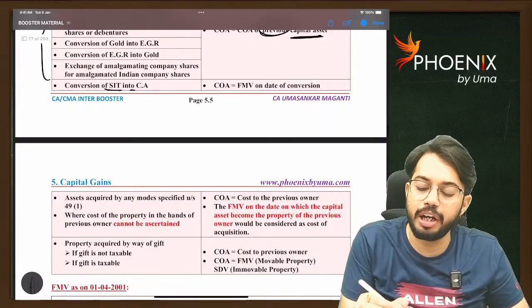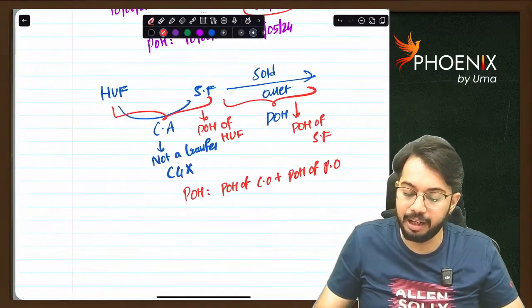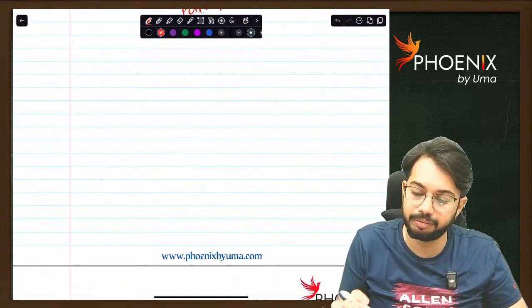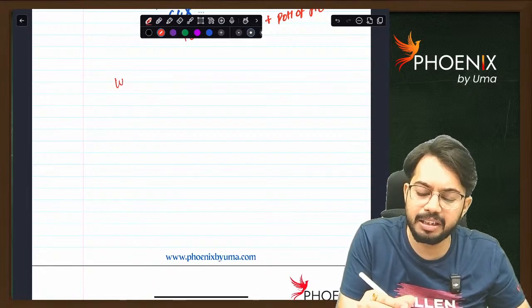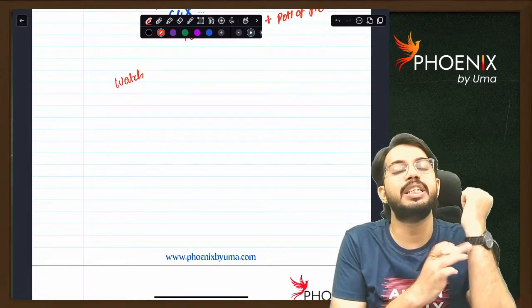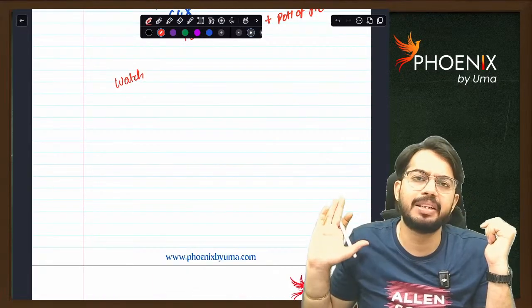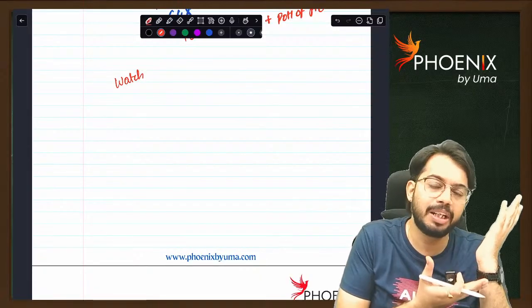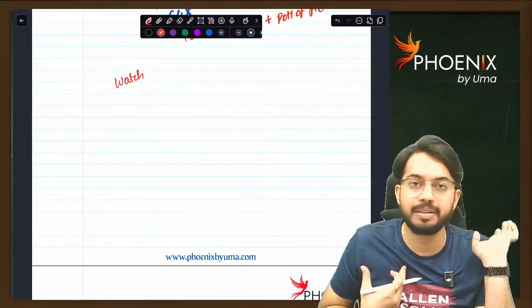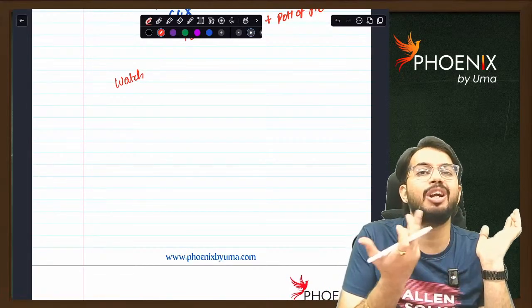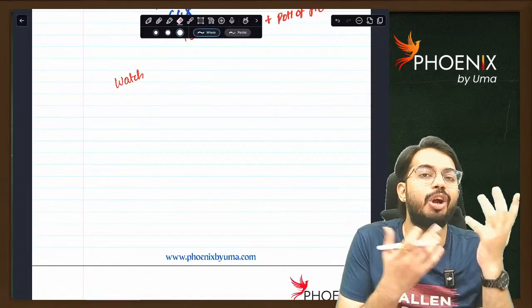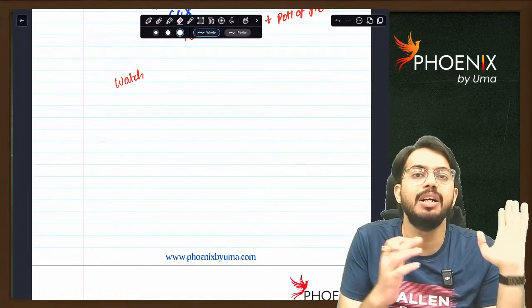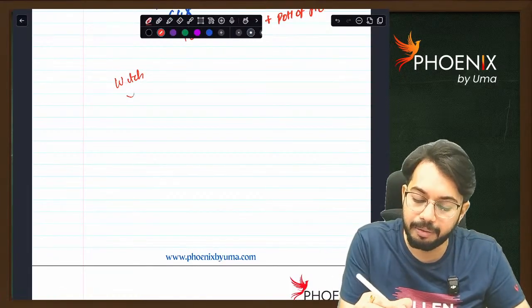Conversion of stock in trade into capital asset. See, I purchased a watch. Is this watch a capital asset? No, the watch is a movable asset. I'm using this watch for my personal purpose. This watch does not have any gold, so it is not jewelry, drawing, painting or sculpture. So the watch is a personal effect.